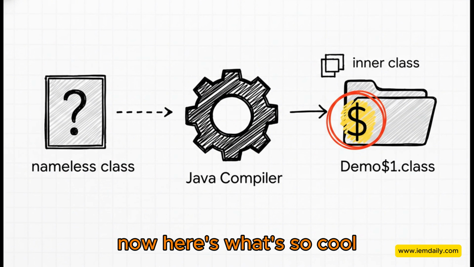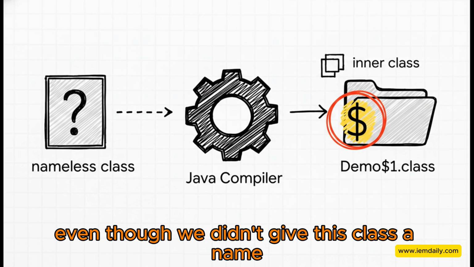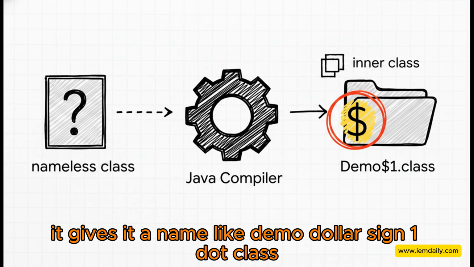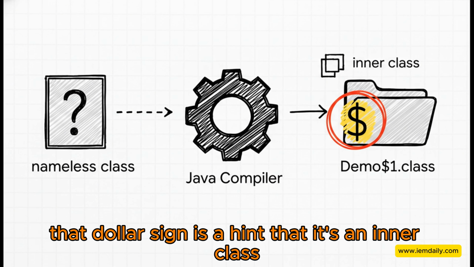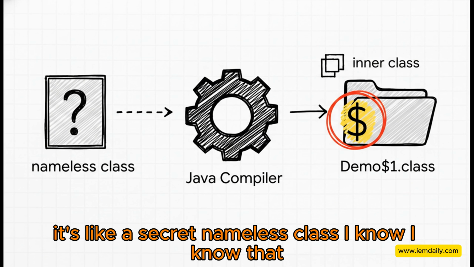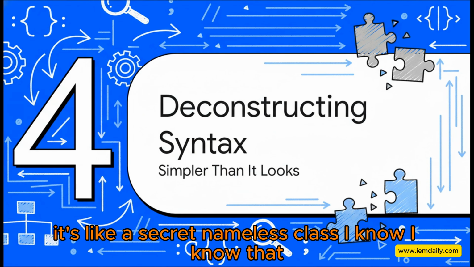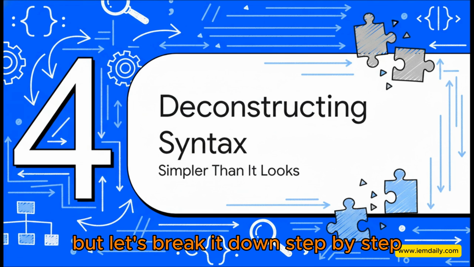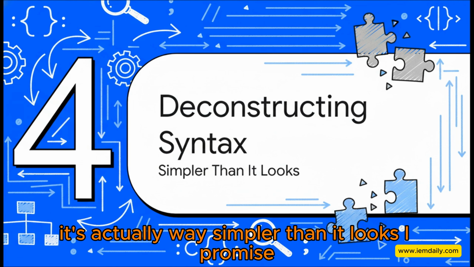Now, here's what's so cool. Even though we didn't give this class a name, the Java compiler still needs to create a .class file for it. But look at what it does. It gives it a name like Demo$1.class. That dollar sign is a hint that it's an inner class, and the 1 is just the compiler's way of keeping track. It's like a secret nameless class. I know. That syntax can look a little intimidating the first time you see it. But let's break it down step by step. It's actually way simpler than it looks, I promise.